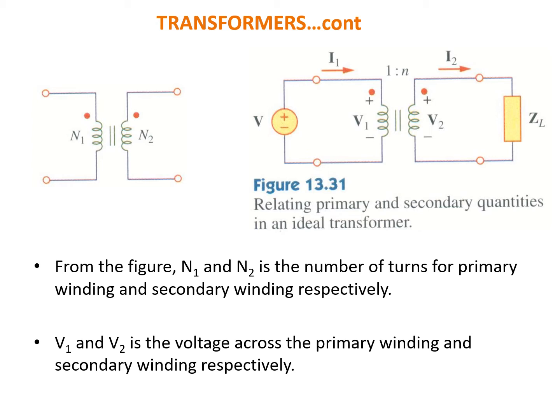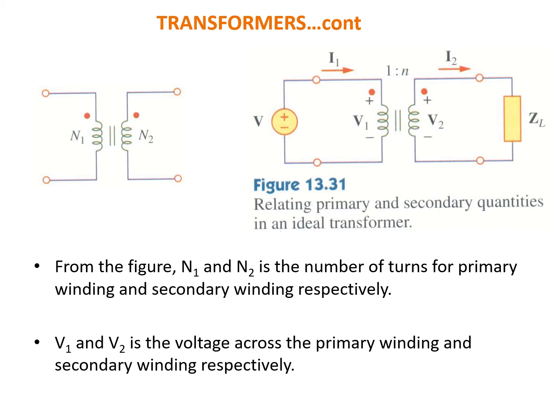If you transfer that diagram into an electrical symbol, the transformer will become like this, with windings. So you have V1, I1, and V2, I2, and the load. You also have N1 and N2. N1 and N2 are the number of turns for the primary winding and secondary winding respectively, and V1 and V2 are the voltage across the primary winding and secondary winding respectively.